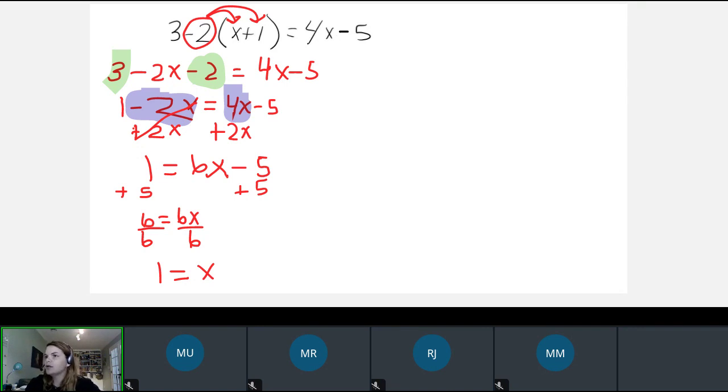So I would put number 1, I distributed -2 to x and 1. Okay. So all you're doing in this writing out your steps is you're just going back to your problem and you are saying, okay, what did I do?